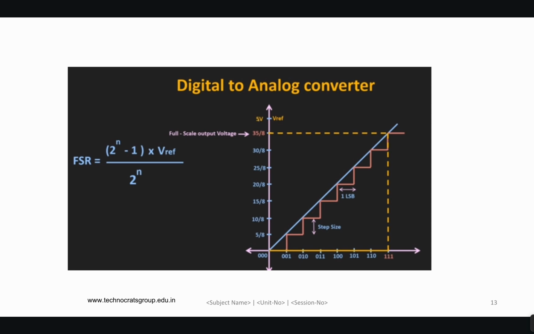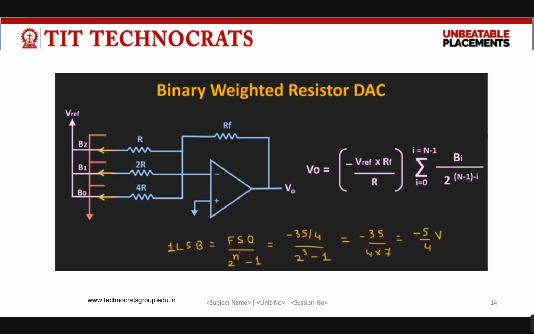So for the digital to analog converter, the full scale range is equal to (2 to the power n minus 1) into V reference upon 2 to the power n. For a 3-bit binary weighted resistor DAC, V output is equal to minus of V reference into R feedback upon R, sigma i ranging from 0 to n minus 1 of B i upon 2 to the power (n minus 1 minus i).